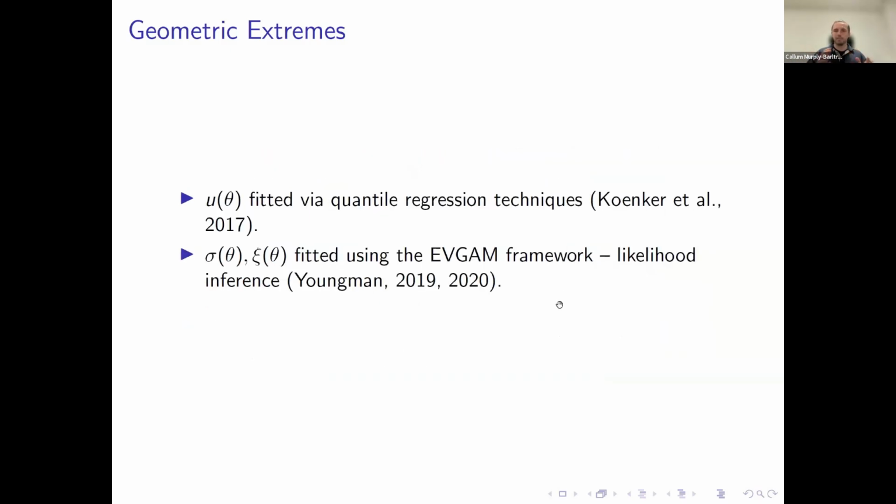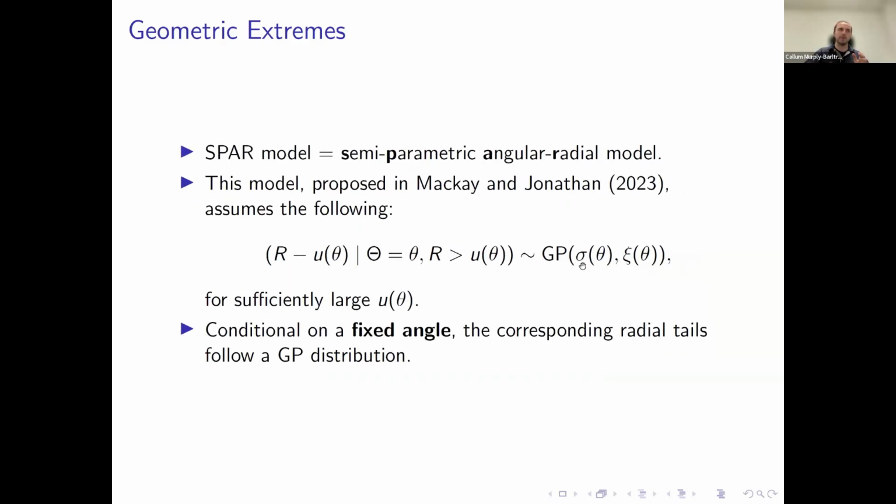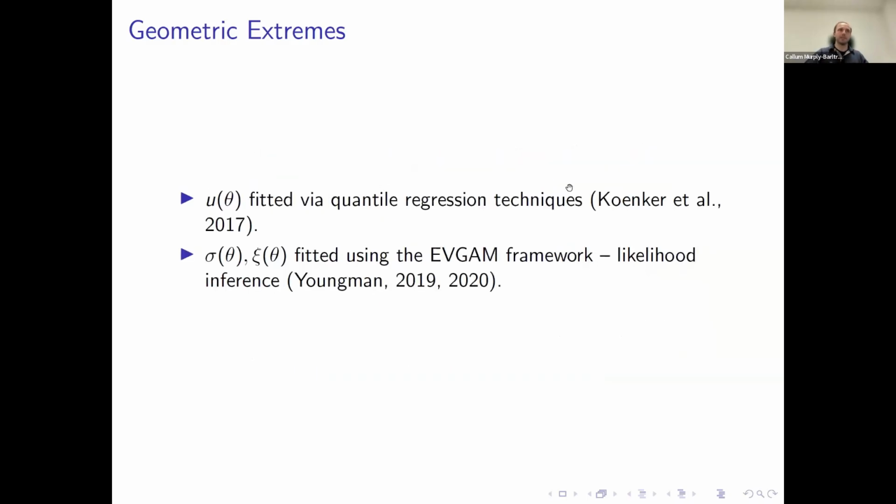We then have different means of obtaining these various modeling parameters. So we have to estimate parameters for the model as well as a threshold. The threshold is estimated using quantile regression techniques. I'm going to leave out the details for the moment, but I would refer to these references if you're interested. Then the parameters are estimated using something called the EVGAM framework, which is basically a likelihood inference framework.